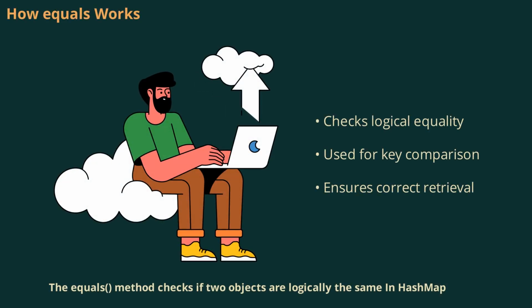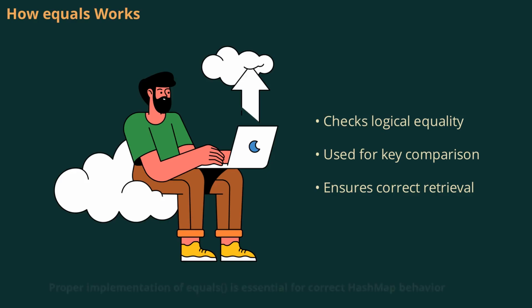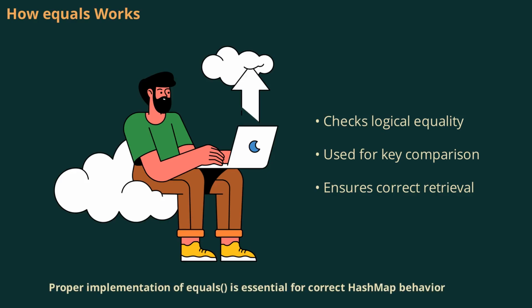The equals method checks if two objects are logically the same. In HashMap, this method is used to compare keys when searching for a value. If two keys are equal, their values are considered the same entry. Proper implementation of equals is essential for correct HashMap behavior.